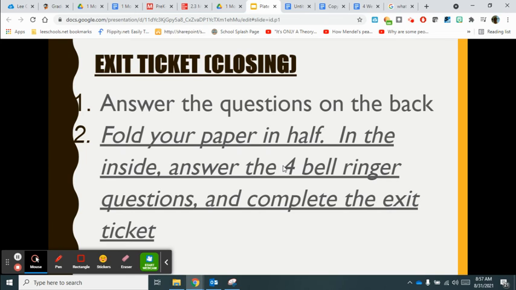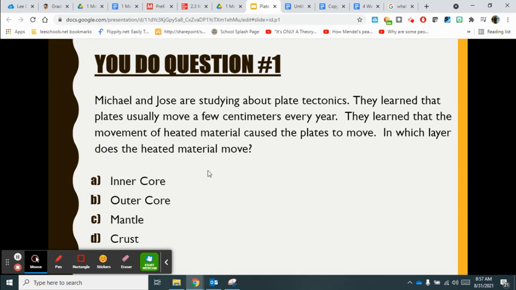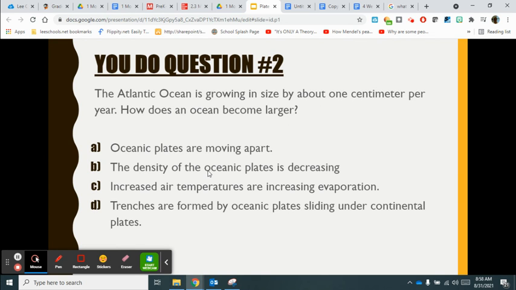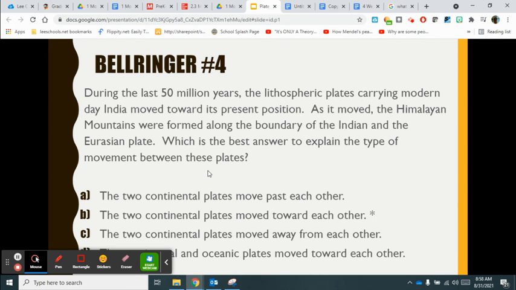If you have the paper in front of you, you are going to open it up to the inside. And I want you to number 1 through 4 on the left. And you're going to go through these 4 multiple choice questions. Just write the letter. You don't have to write the question. So there's 1, 2, 3, and 4. You'll have to go back, pause the video, and read them.